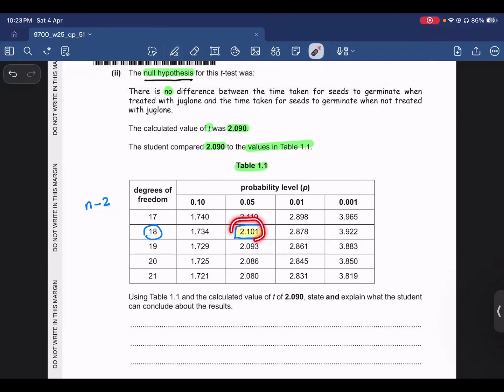अच्छा, now look at your calculated value and look at your critical value. Is your calculated value lesser or greater compared to critical value? Lesser. Meaning you would have to go to the left or to the right? To the left. बिल्कुल सही. And when you're going to the left, क्या p की value increase हो रही है, decrease हो रही है?